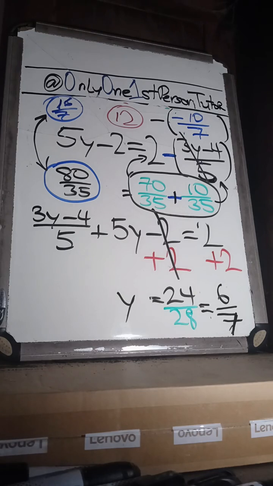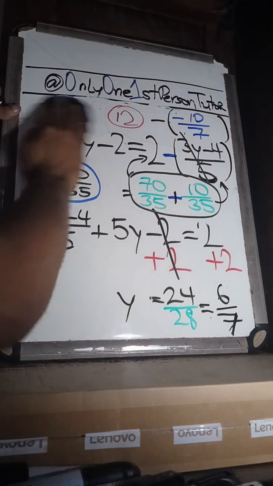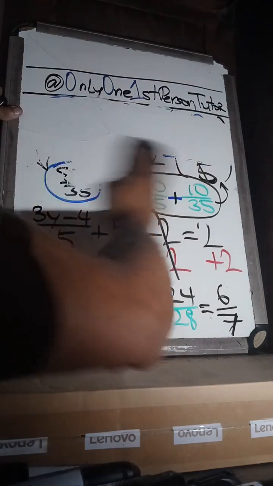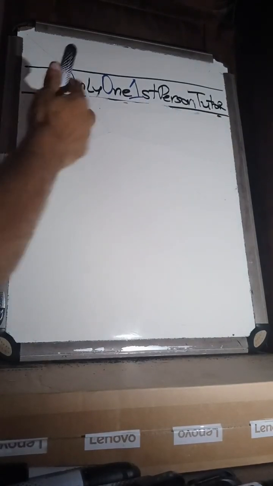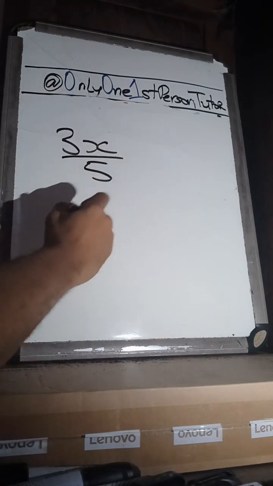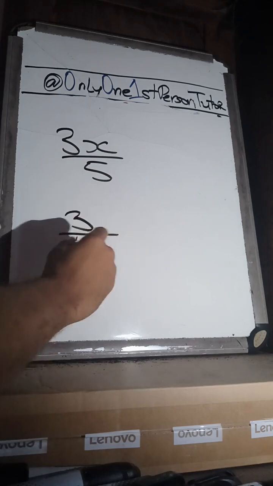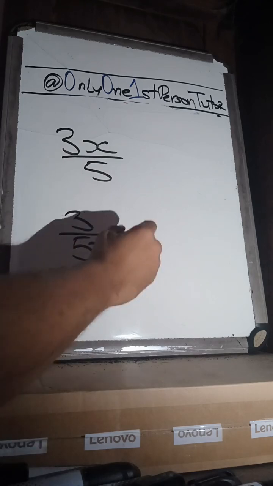Yeah. So some were easier than others, right? But yeah, let me give myself the reminder. So let's look at 2 things. 3x over 5 is not the same as 3 over 5x.